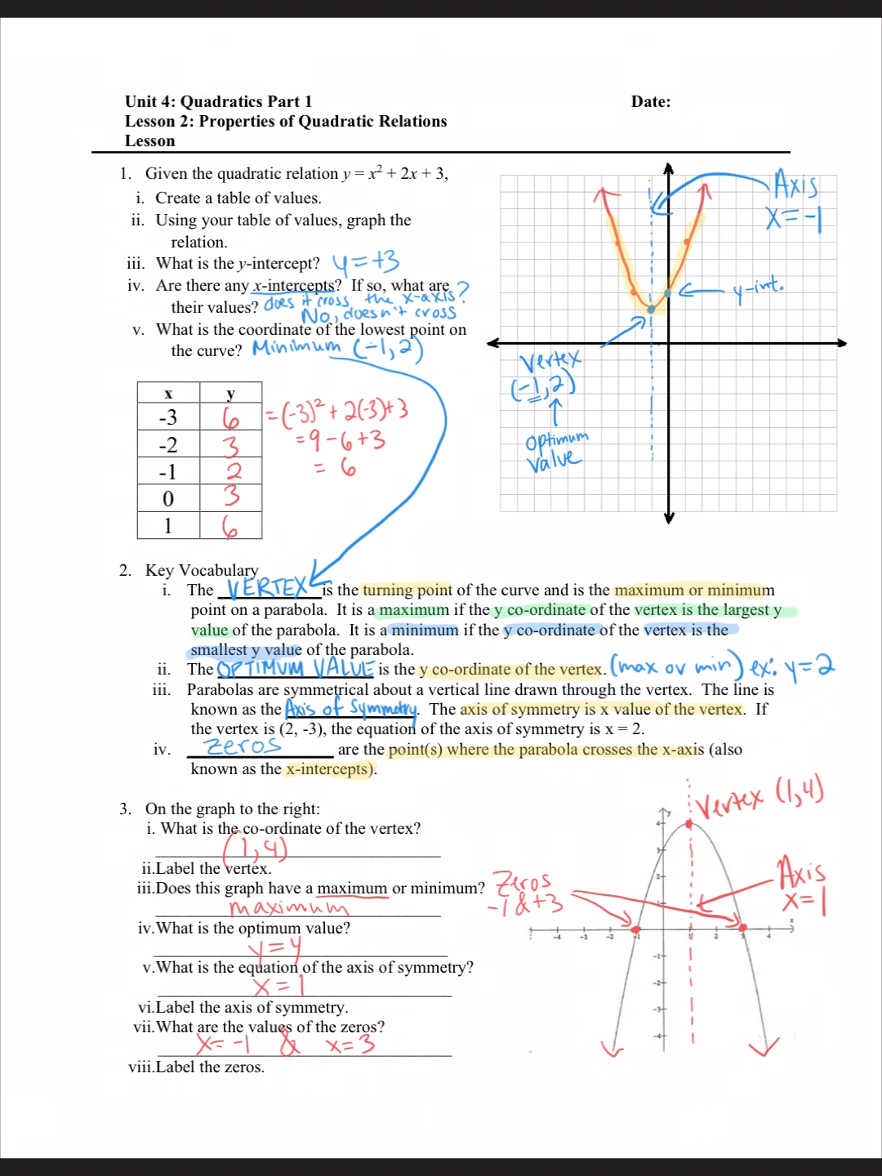Our vertex in question 1, we did label it. And if we look here, is that a minimum or a maximum? Well, it's the lowest point. It's not the highest point. So go back and have a look at example 1. Remember, in example 1, the graph did not cross the x-axis.